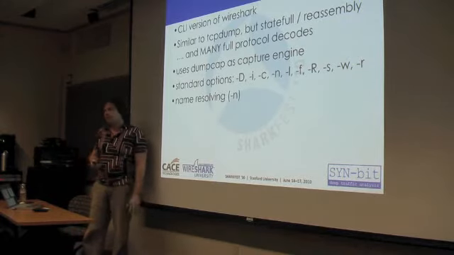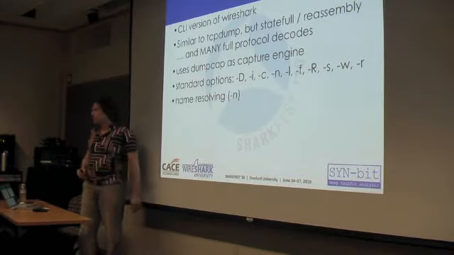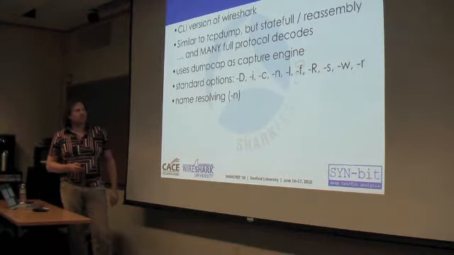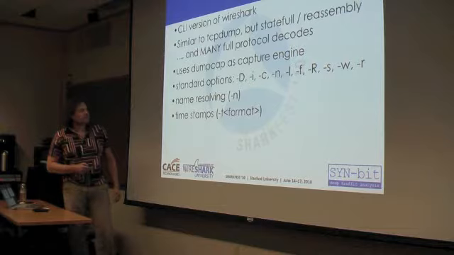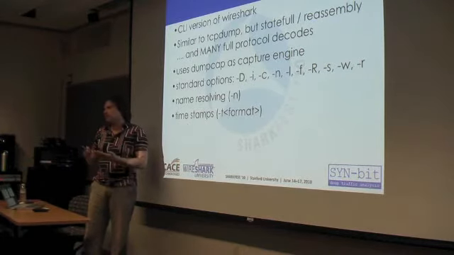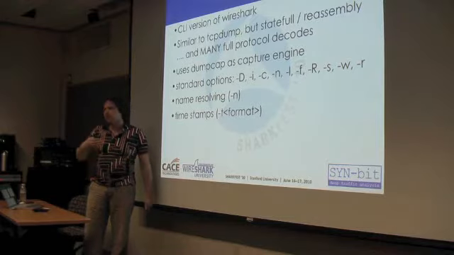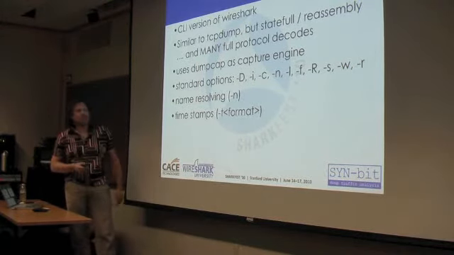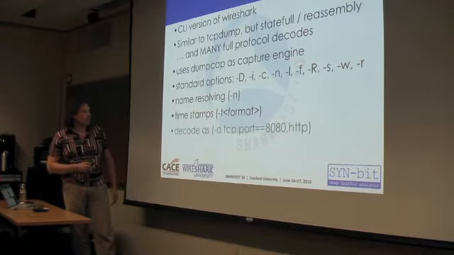-n disables name resolving. If you're doing Tshark, just disable name resolving. It slows things down, and I don't use it that much. And you can change the timestamps with -t in that format. By default, it gives you seconds since the beginning of the capture, but if you want to have the absolute time, just do -t a, and it gives you absolute time.